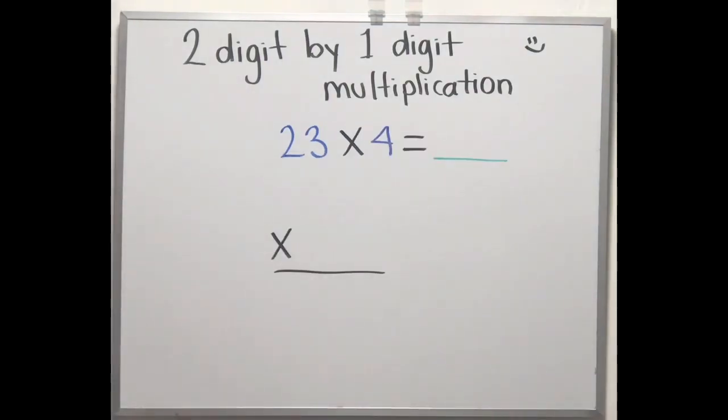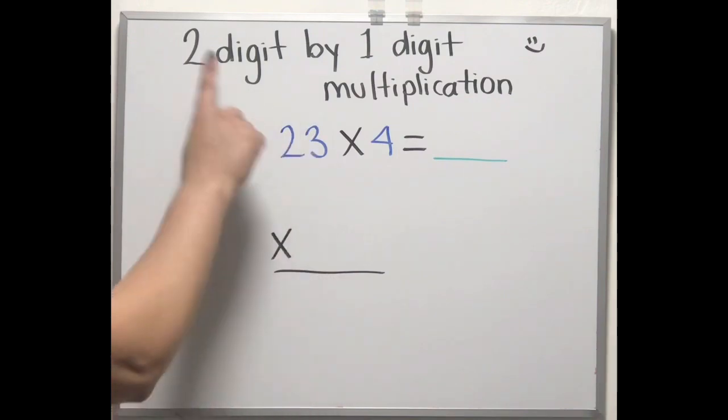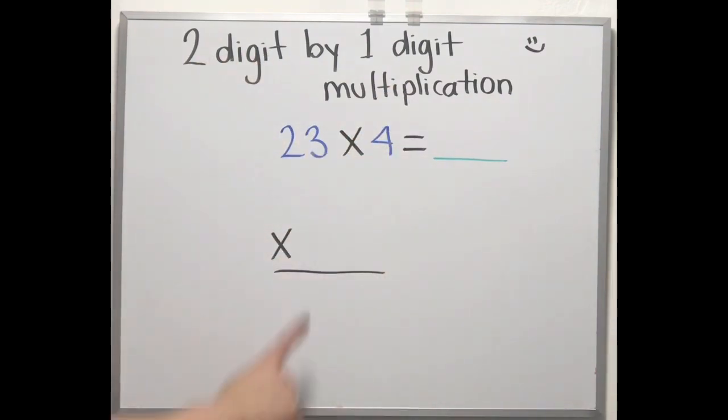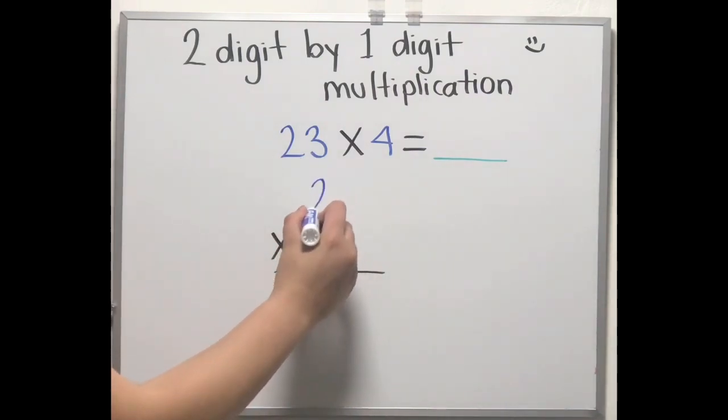Okay, so now I'm going to show you a different example. Okay, now we're going to use 23 times 4. Remember, we're working with 2-digit by 1-digit multiplication. Okay, so we're going to use the traditional way. First, locate the biggest factor. The biggest factor right here is 23. So you're going to go ahead and write the 23 first.